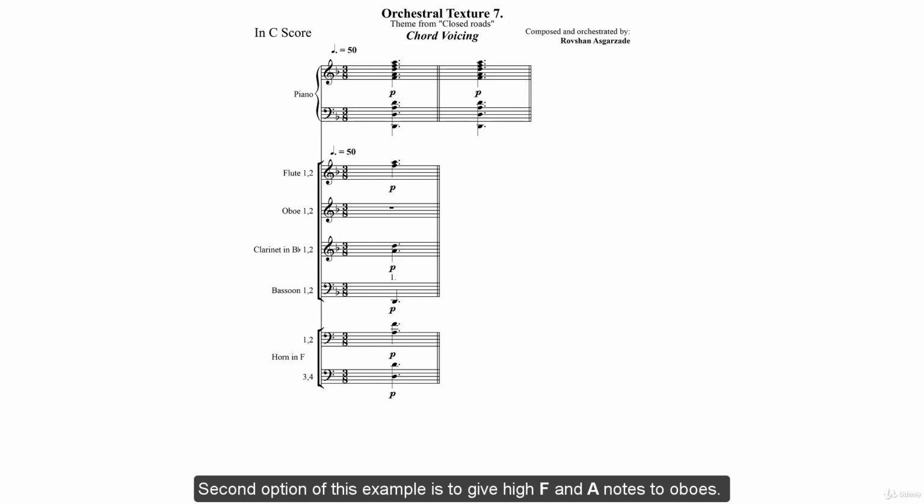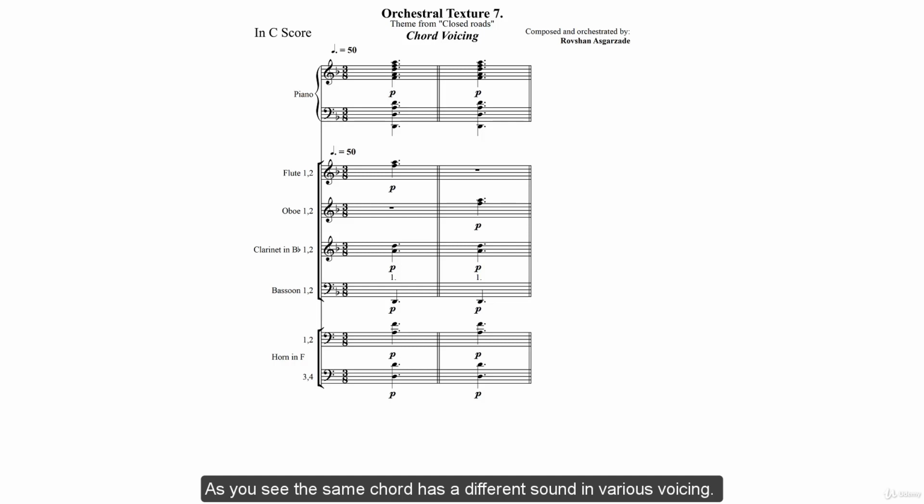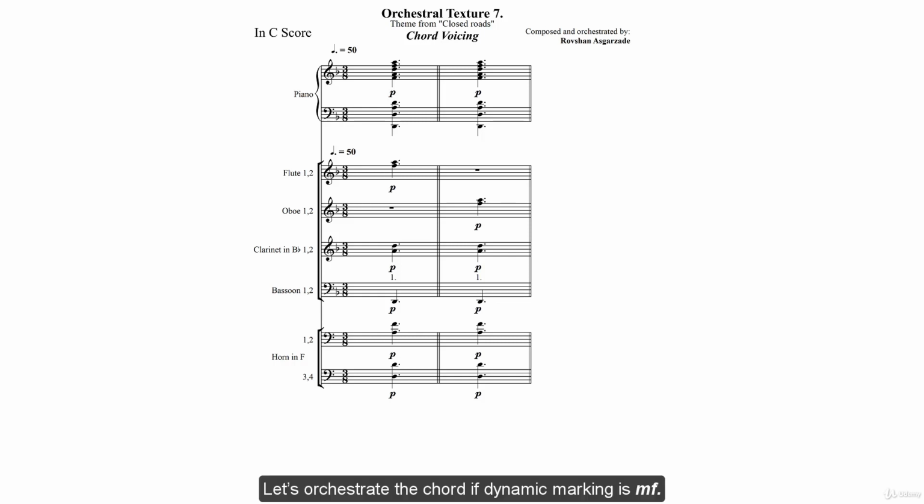The second option of this example is to give high F and A notes to oboes. As you see, the same chord has a different sound in various voicings. You could use both types in your score. Let's orchestrate the chord if the dynamic marking is mezzo forte.